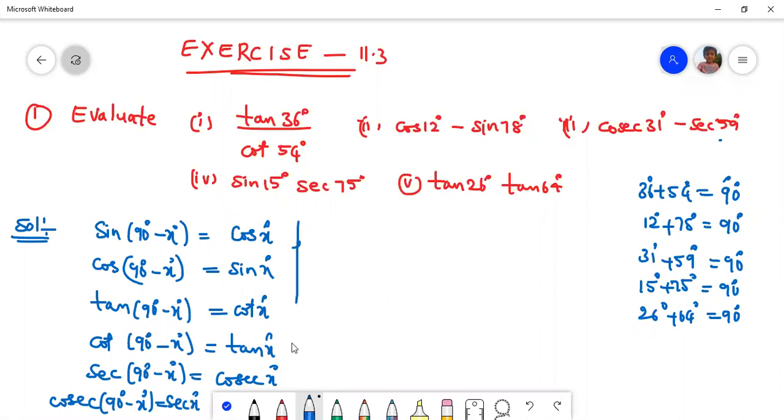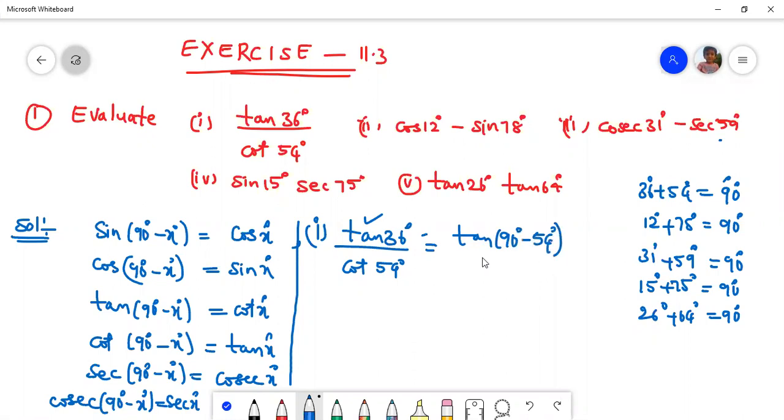If you know the idea about these complement angles in the right angle, then you can easily calculate these problems. The first one: tan 36 degrees by cot 54 degrees. You can change only one term, either numerator or denominator. If you want to change the numerator, then you can write how you are getting the 36 degrees: tan of 90 degrees minus 54 degrees, you are getting tan 36 degrees. The denominator you write as usual, no change.